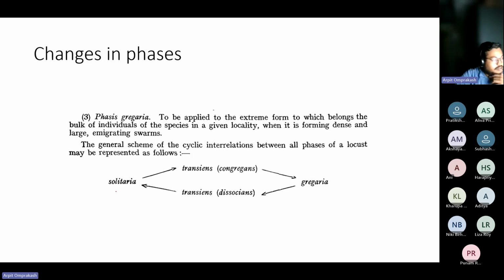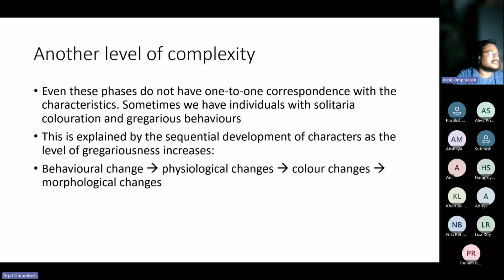So what happens is the animal is solitary, then it goes into the transient phase. This phase is called congregans when they are congregating. This leads to the gregarious phase, where they have large swarms and they're moving out. Then slowly these swarms are dispersing, so it again goes into a transient phase. This is called dissocians because they are dissociating. And it again leads back to the solitary phase of the grasshopper or the locust.